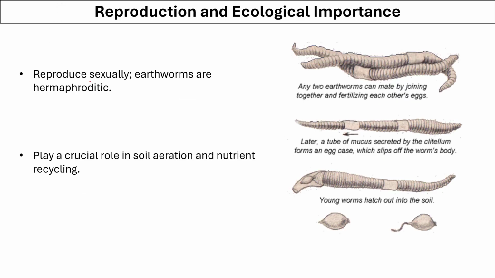Annelids mainly undergo sexual reproduction, and the example of earthworm has a hermaphrodite body because it has both male and female parts. So they combine with each other in an inverted manner so that male and female parts come in contact with each other. Annelids also play a crucial role in soil aeration because they go inside the soil and make tiny little pores because they burrow in the soil. This also helps in recycling the nutrients.